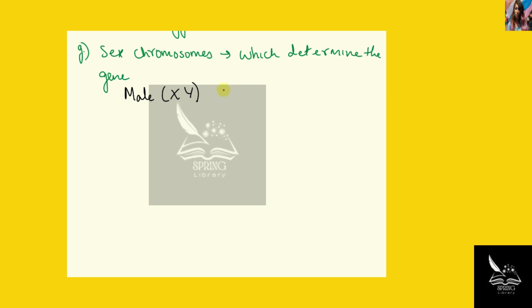Sex chromosomes are chromosomes which determine the gender of a person. Say for example, males have XY sex chromosomes and females have XX sex chromosomes, which identifies this as a female and this as a male.